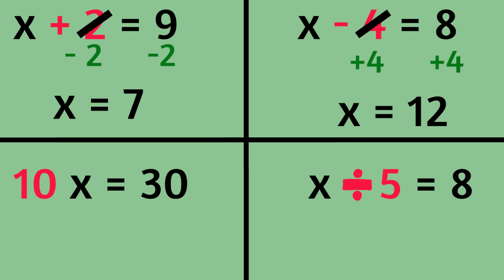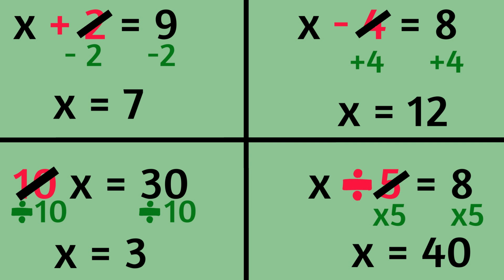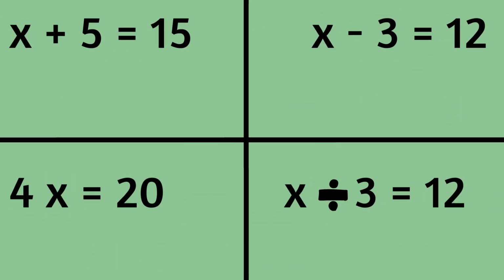In the following example, as you can see, this 10 is multiplied by x. To remove a multiplication, we use division, so divide both sides by 10, x equals 3. And in the last, to remove this division, we multiply by 5, x equals 40. As you saw, in all of them, we applied the opposite operations on both sides. And every time we do an opposite operation on the side of the x, we follow it up by crossing off the number we are removing. It is your turn. Pause the video and solve these simple equations, then check your answers.